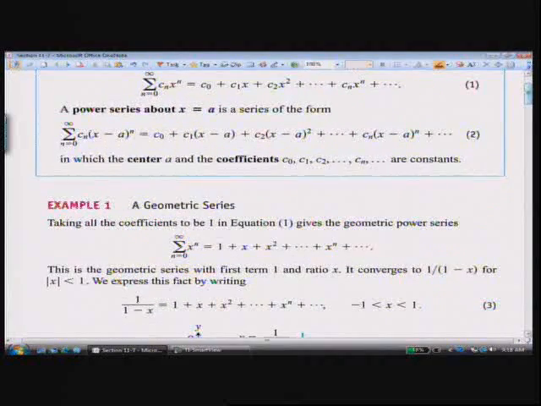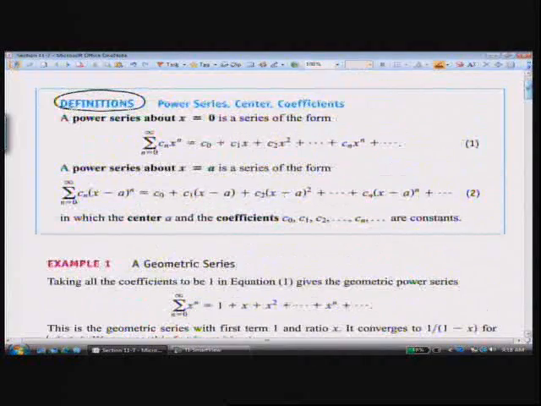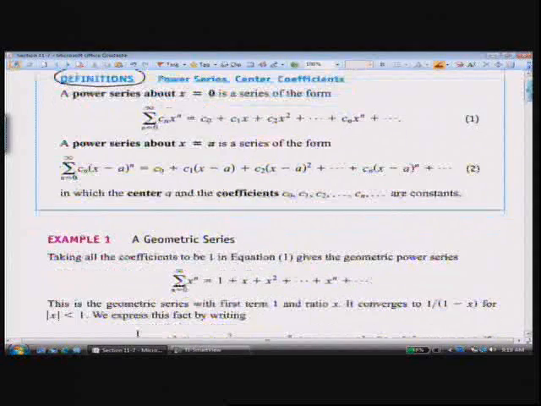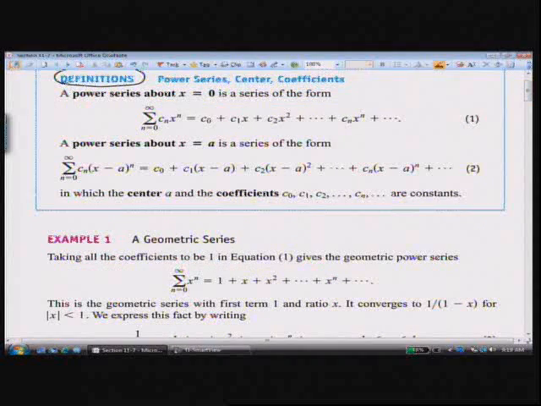Okay. So here they say if you wanted to look at a geometric series, what you can do is take all the coefficients to be 1 in the first equation, and that's how you can get the geometric series. This is the geometric power series. We know what a geometric series looks like. We can create the geometric power series by restricting the c sub n's to just be 1. Okay, so now we have the geometric.